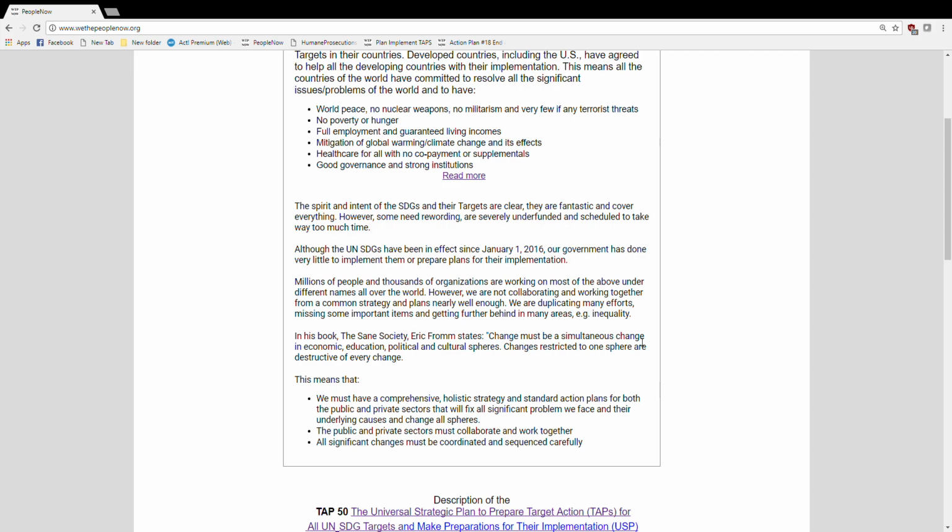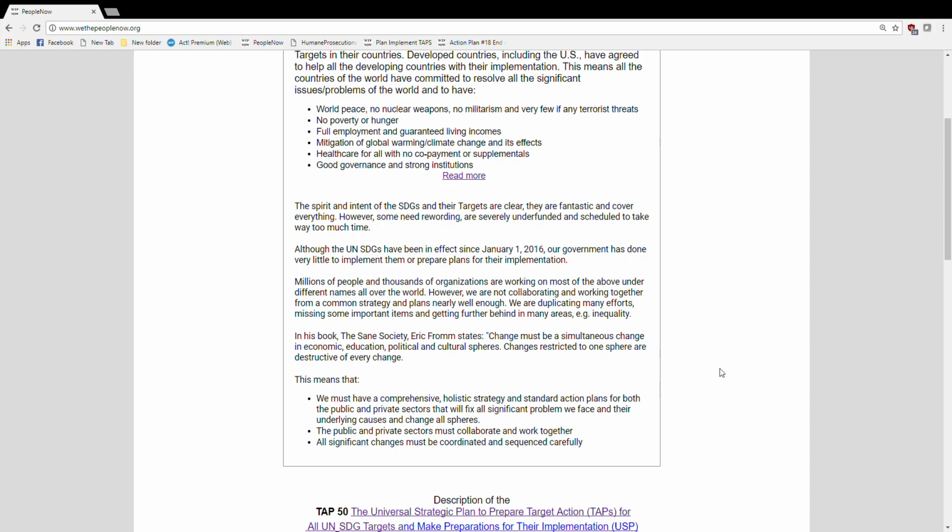And I say here, for example, equality. Now, Eric Fromm points out when you make a change, you have to make simultaneous changes in all the associated spheres. So this means that we have to have a comprehensive, holistic strategy, standard action plans. And so this is what we've tried to do here.